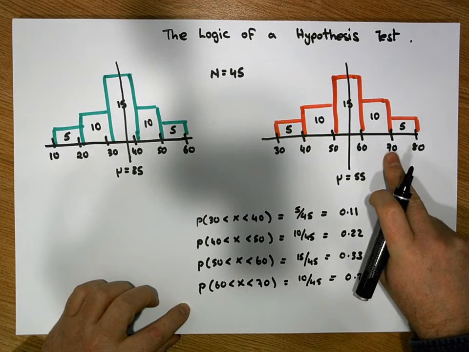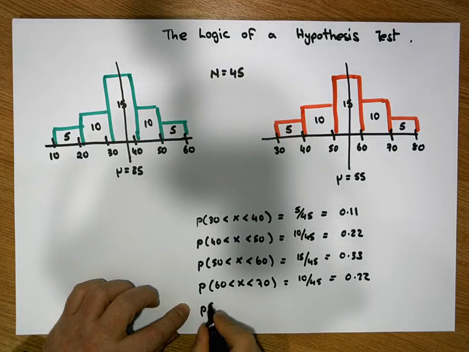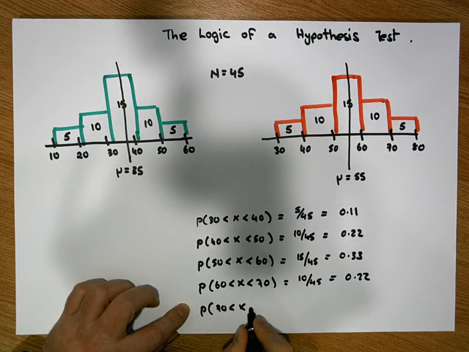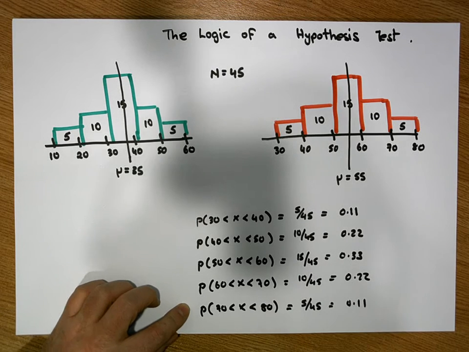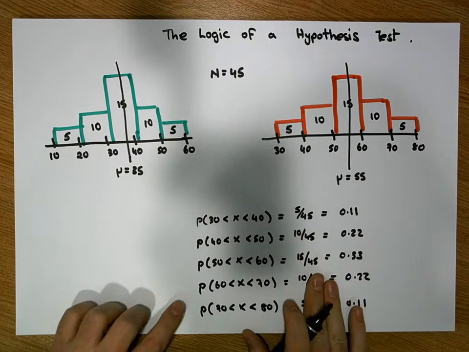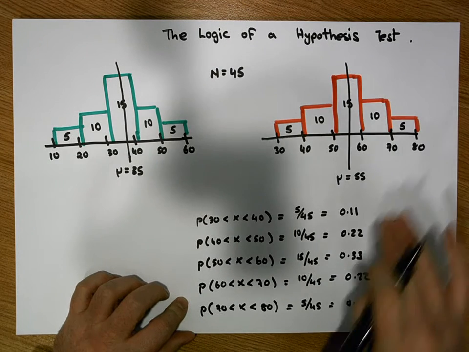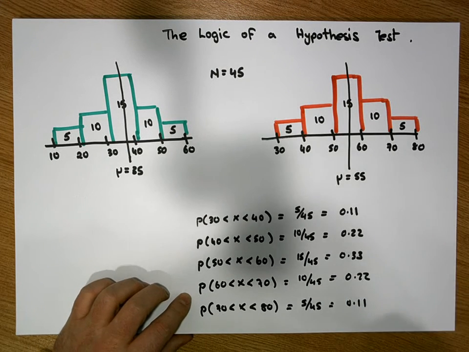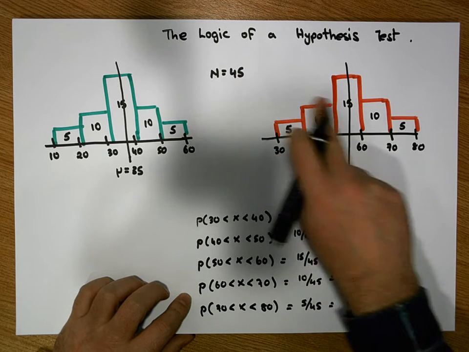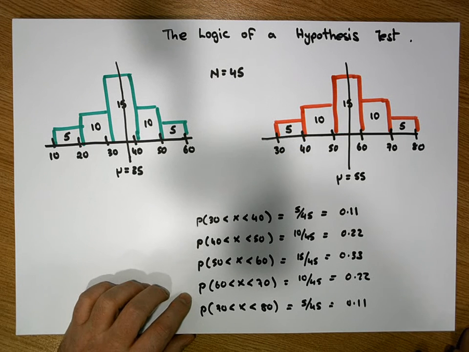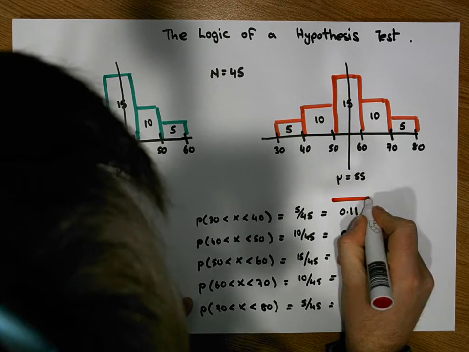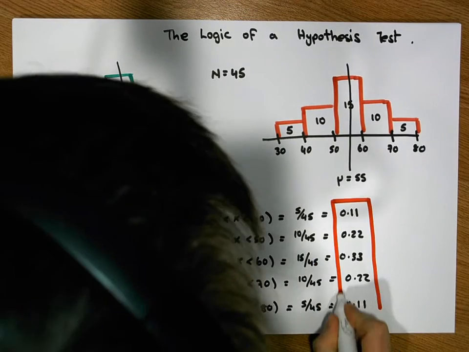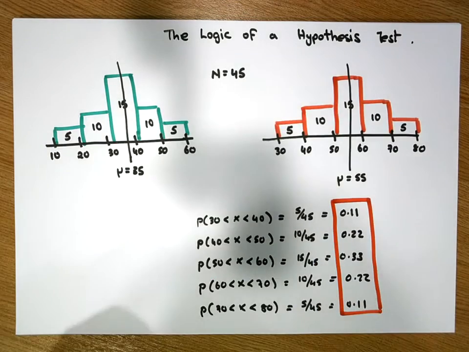The probability that they spent between 70 and 80 euros would be 5 over 45, which is 0.11. So these are all the probabilities associated with the red distribution if I was to randomly select a single person from the 45 people. Let me circle these in red to say that these are the probabilities associated with the red distribution.